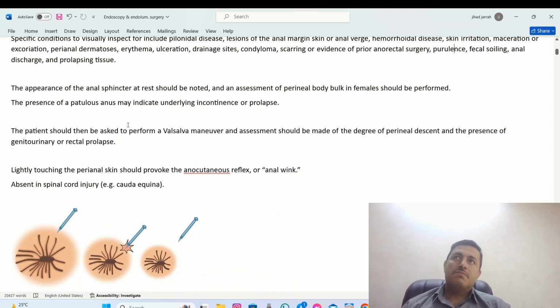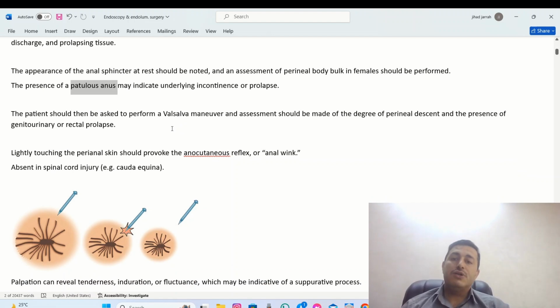And commonly in the anal clinic, we notice the patulous anus, or when the mucosa of the anus and rectum is protruding out, and this may indicate incontinence or prolapse. Before ending your inspection, you may ask the patient to perform a Valsalva maneuver to increase the abdominal and pelvic pressure, so you can also notice if there is any degree of perineal descent or rectal prolapse.